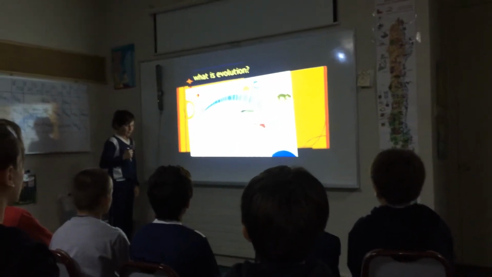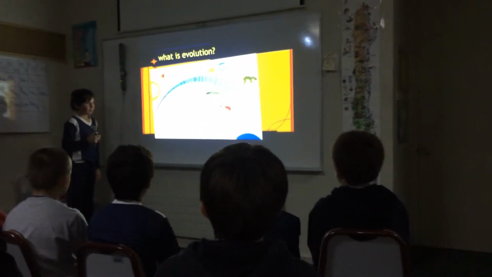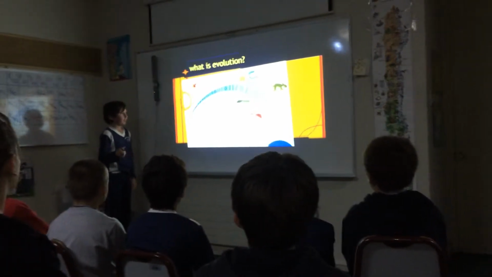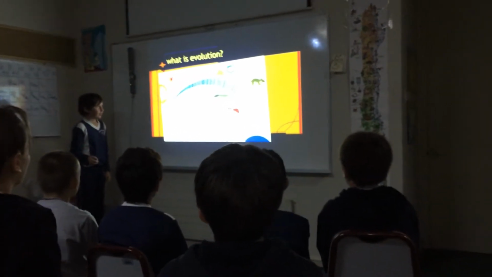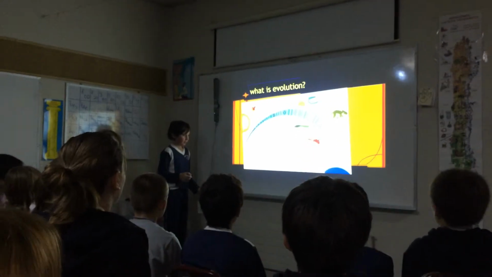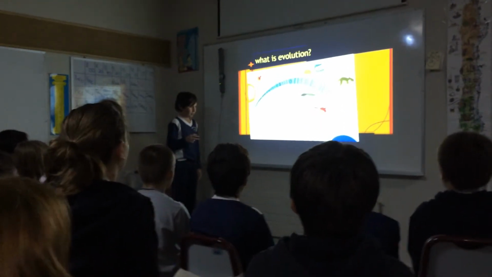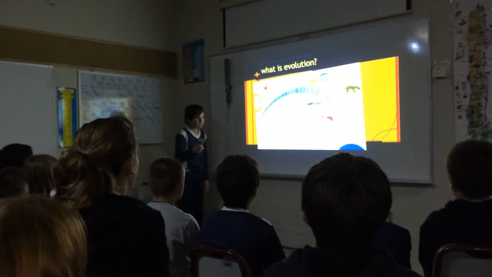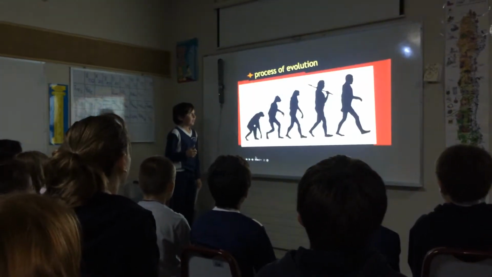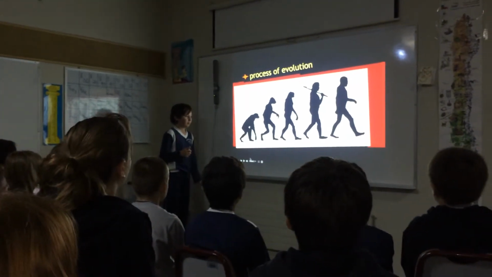Chromosome, which are genes, combined together to create a slightly different chromosome from its parents. So it's usually basically a mix of its parents. The process of evolution.